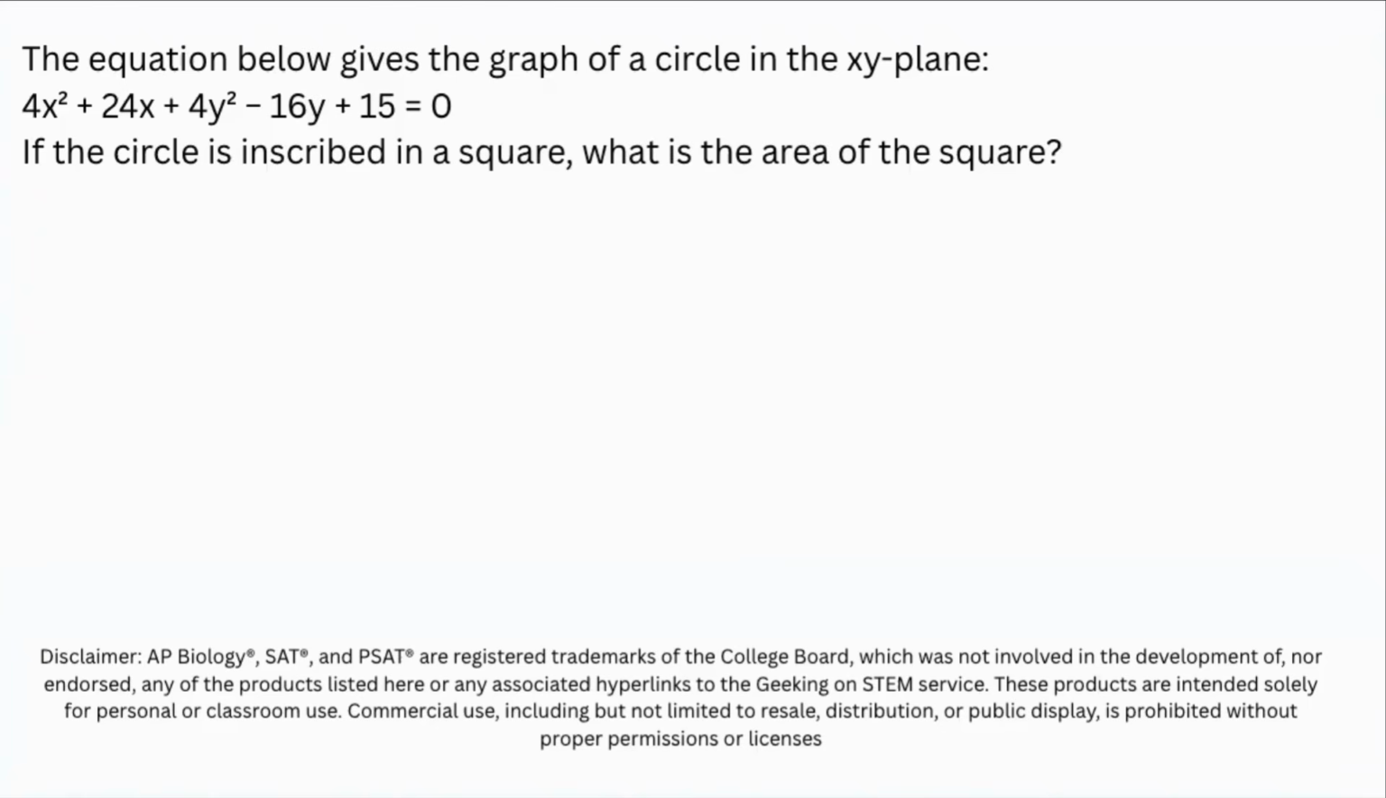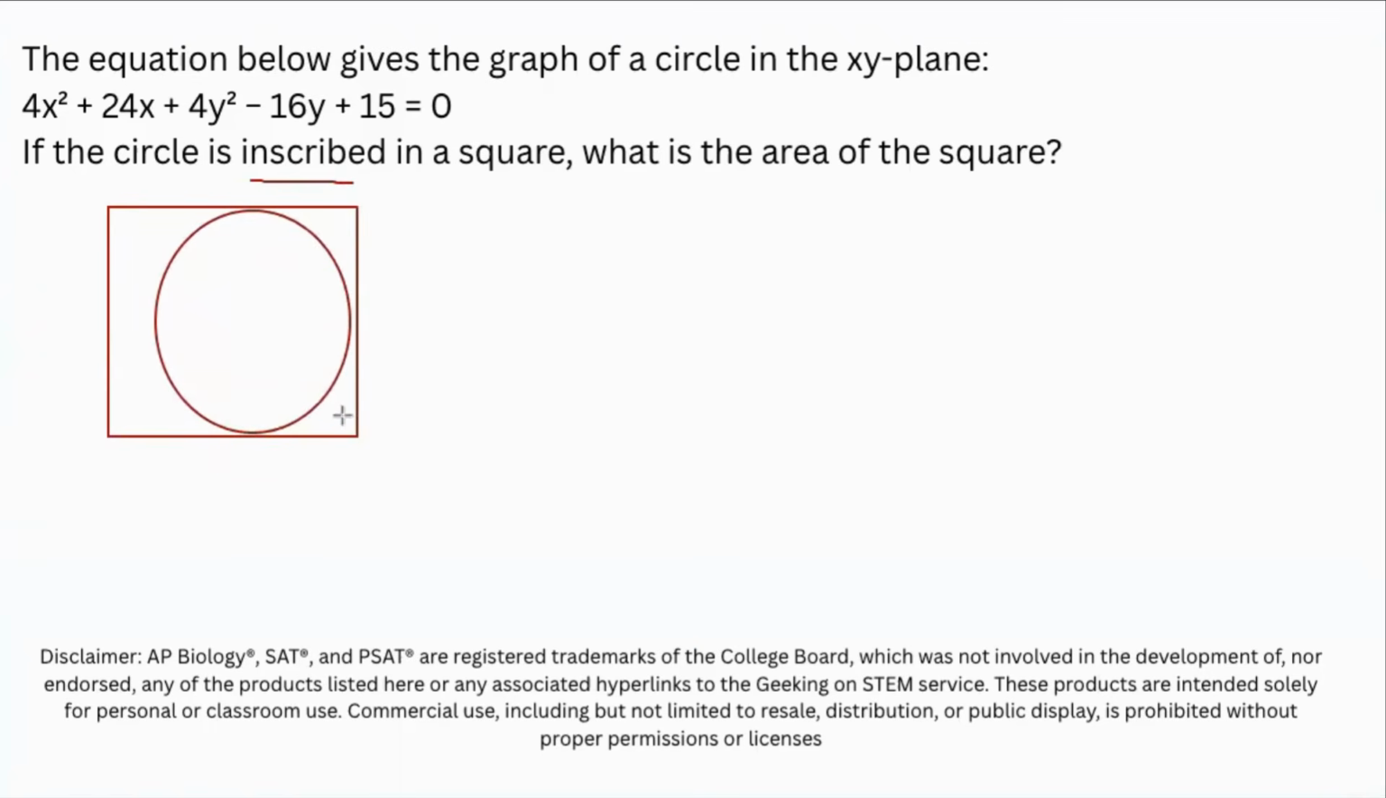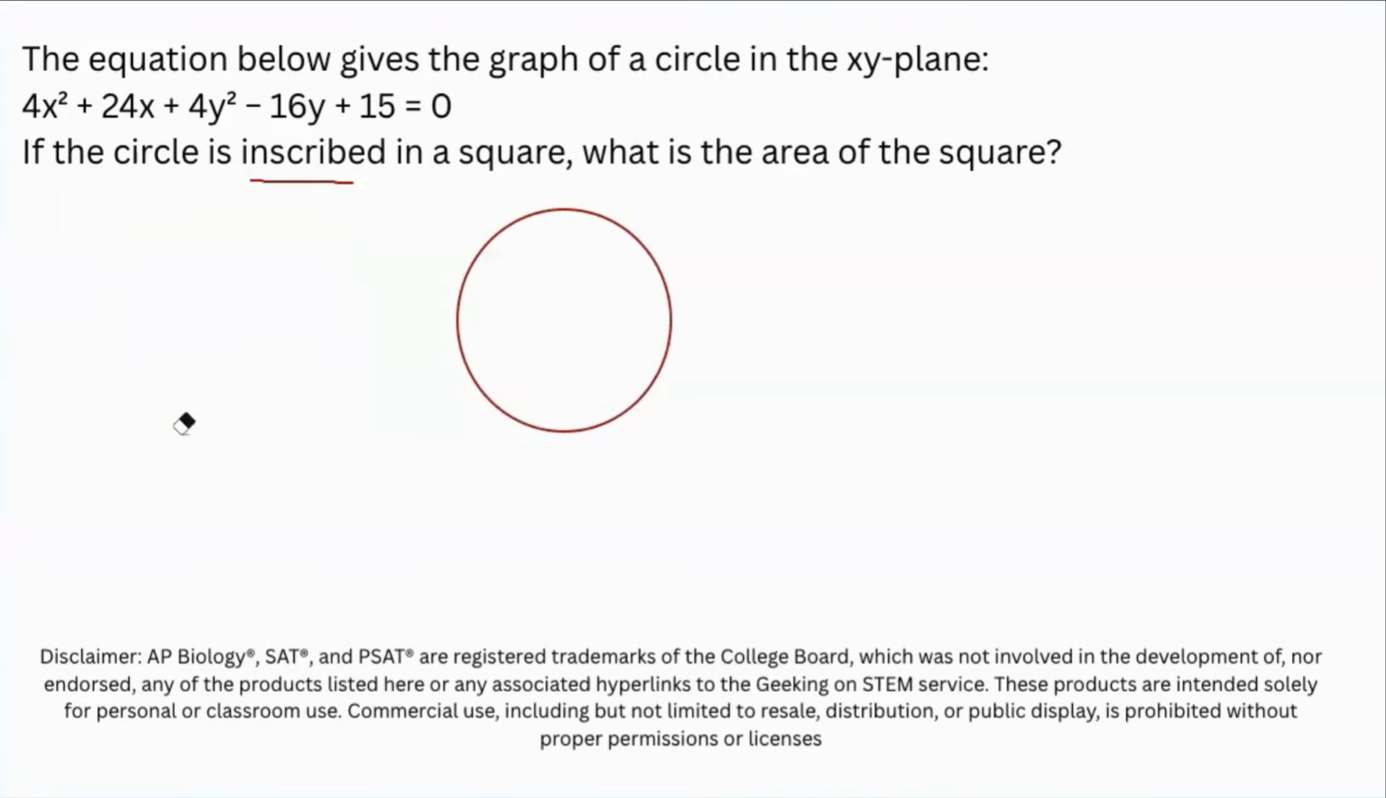So first, let's try to dissect the wording of this problem. It says a circle is inscribed inside a square. So firstly, what they're saying is that there is a square and that square has a circle. I'm going to try my best to draw this circle. This is not a great circle. Let's try this circle here. And maybe if I draw the square around it, you can see what I'm talking about.